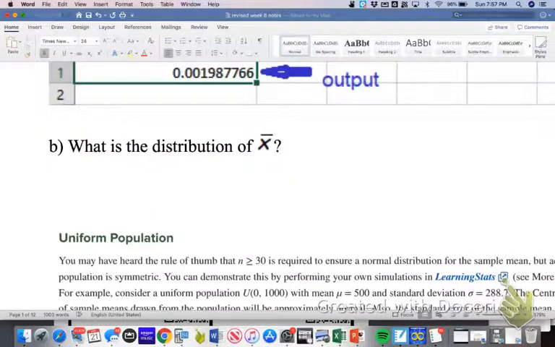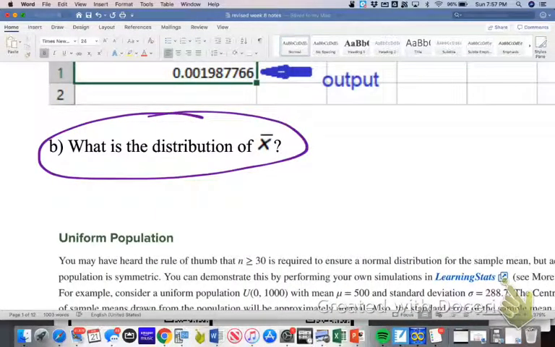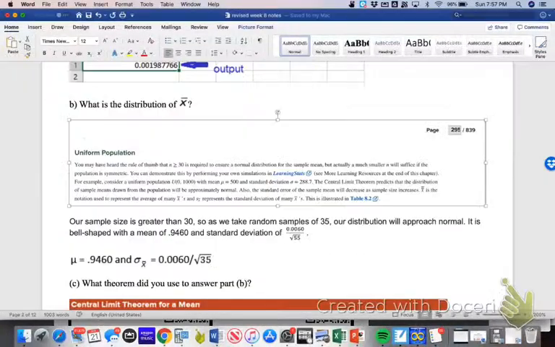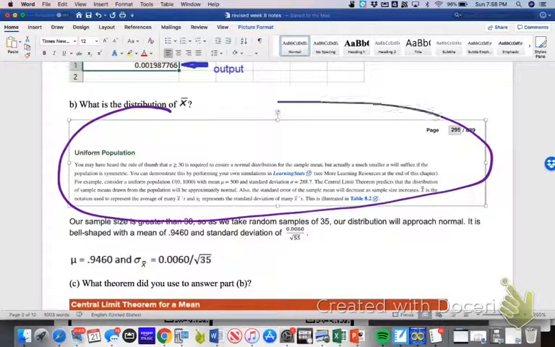Part B of the same question asks us, what is the distribution? I took a little screenshot out of the textbook that gives you some important information. What I really want to highlight here is that when the number is greater than 30, that's a good rule of thumb that you've heard that is required to ensure a normal distribution. So when the number that you have is greater than or equal to 30. And again, that comes straight out of the textbook.